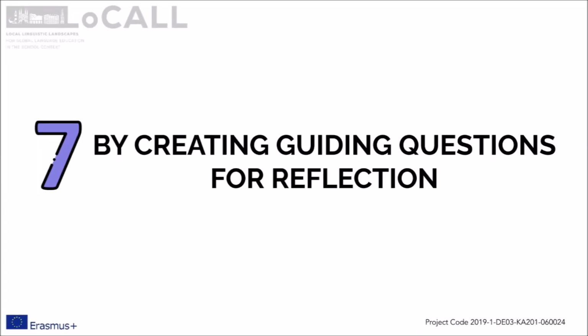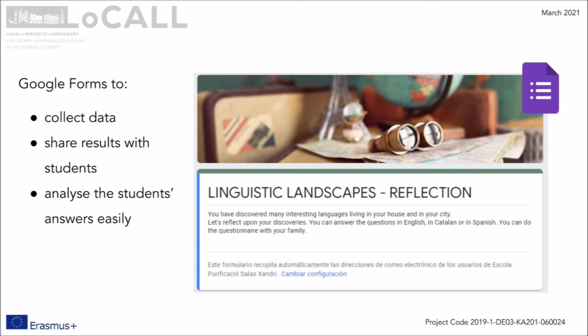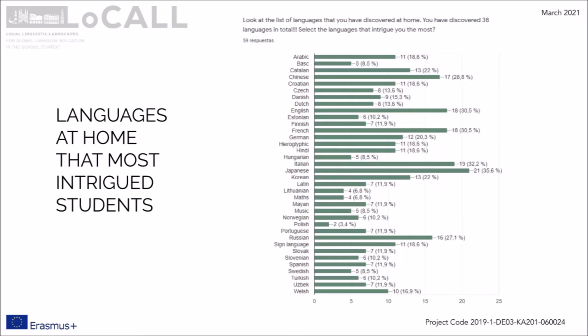Creating guiding questions for reflection is crucial to check whether your students are achieving the teaching goal. That is, in this case, to be aware of the languages that live around them. These guiding questions for reflection can be done by using Google Forms, which is a quick and efficient way to collect data, share results with the students, and analyze the students' answers easily.